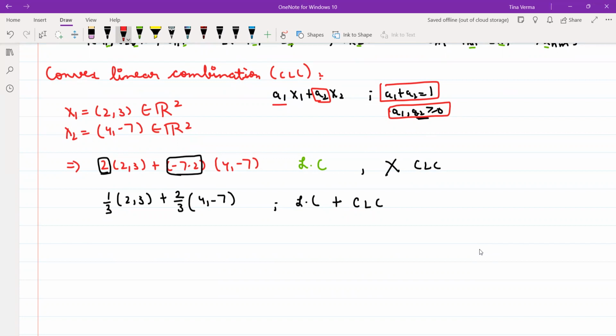So I have given you an example: if I took x1 as (2, 3) and x2 as (4, -7), and I have scalars over here, 2 and -7.2, so here my a1 is 2 and a2 is -7.2, which are real numbers. That means this is my linear combination, but this is not my CLC. Why? Because my a1 and a2 both should be greater than or equal to 0, which condition is not satisfied here. So that means this is not my CLC.